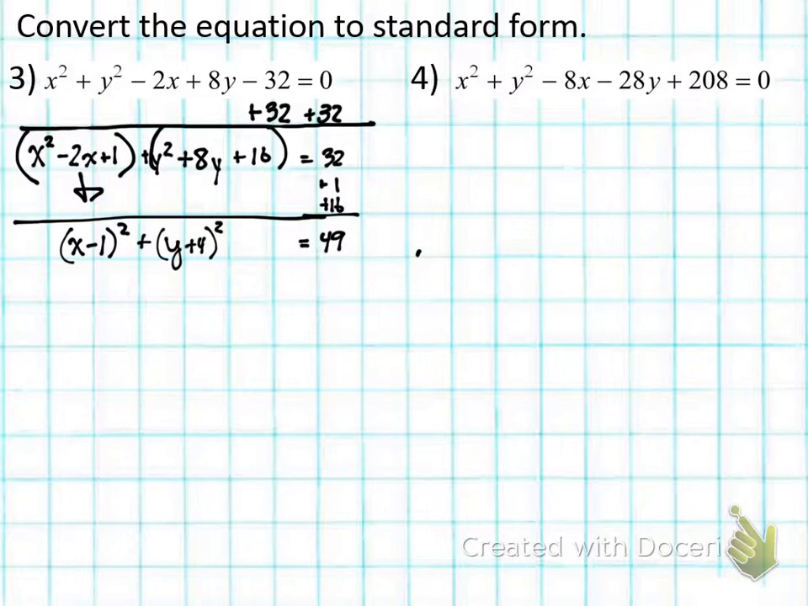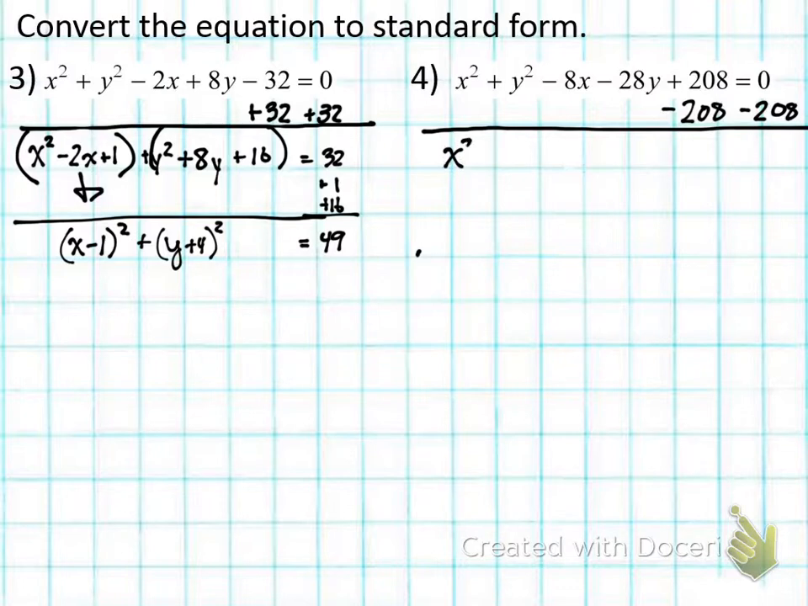Good. Number 4. I'll start you off on number 4, and then you're going to finish it. So write down number 4 in your notes, and then you'll finish it on your iPads. The first thing after you write it down, you're going to subtract 208 on both sides, and then you're going to organize all of your numbers. So we got x squared minus 8x, leave a blank space, y squared minus 28y, which is all equal to negative 208. I'll leave it there. You could finish up this problem. Go.